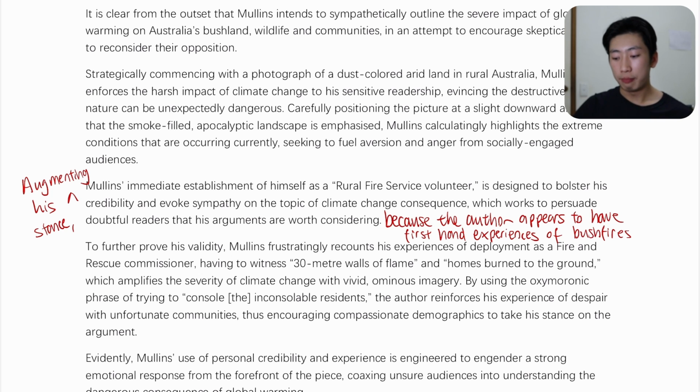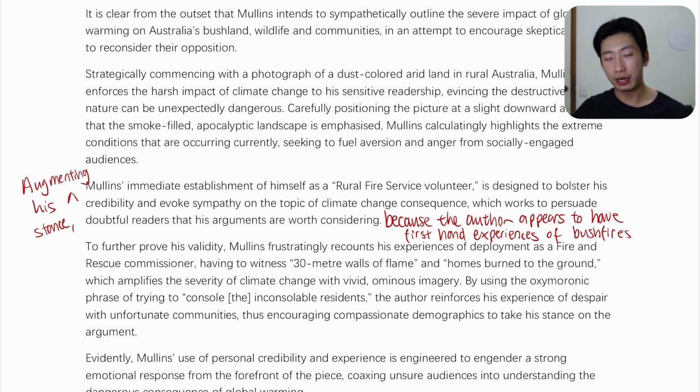And then moving on, by using the oxymoronic phrase of trying to console the inconsolable residents, the author reinforces his experience of despair with unfortunate communities, thus encouraging compassionate demographics to take his stance on the argument. So really great analysis here again. I can clearly see the how, what, why structure being followed very well.